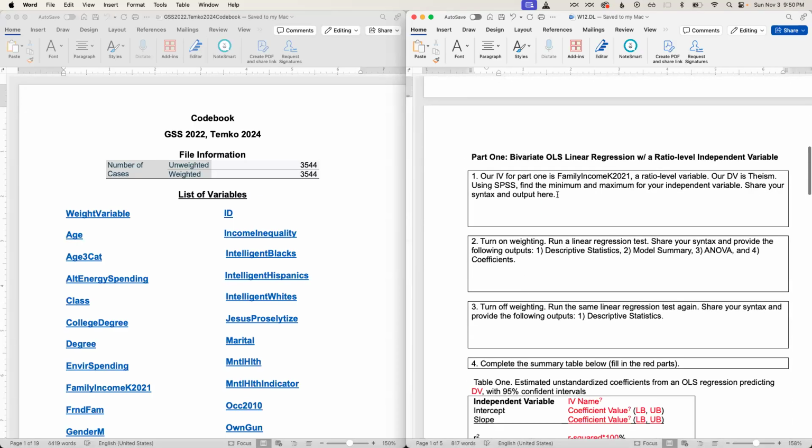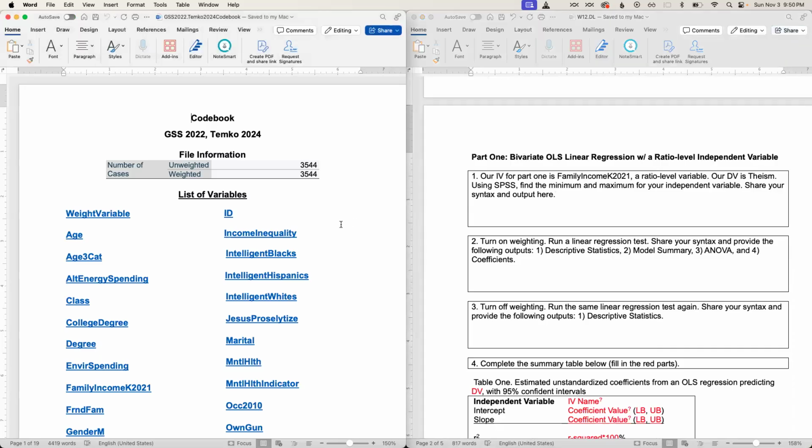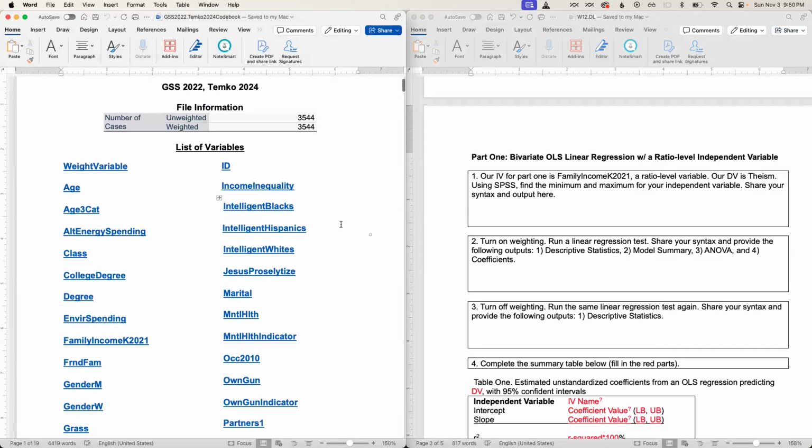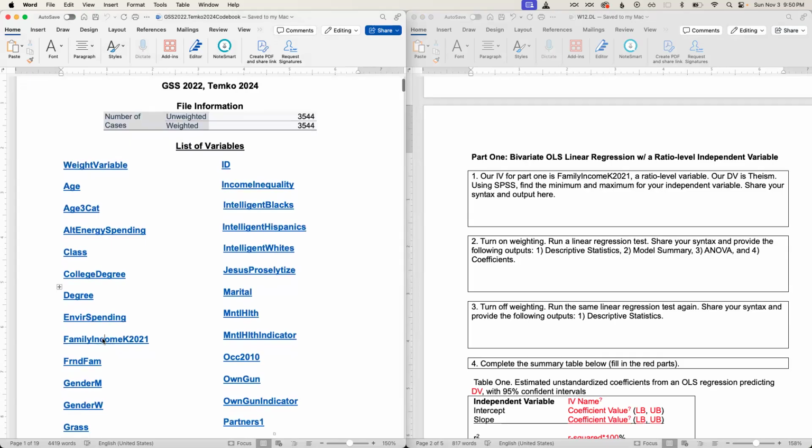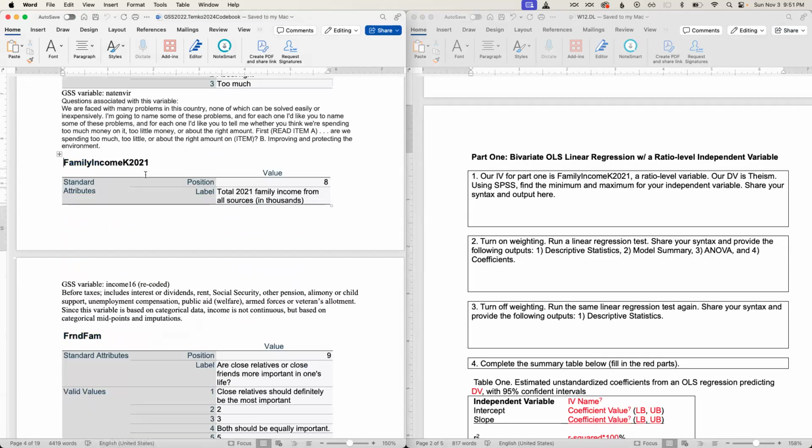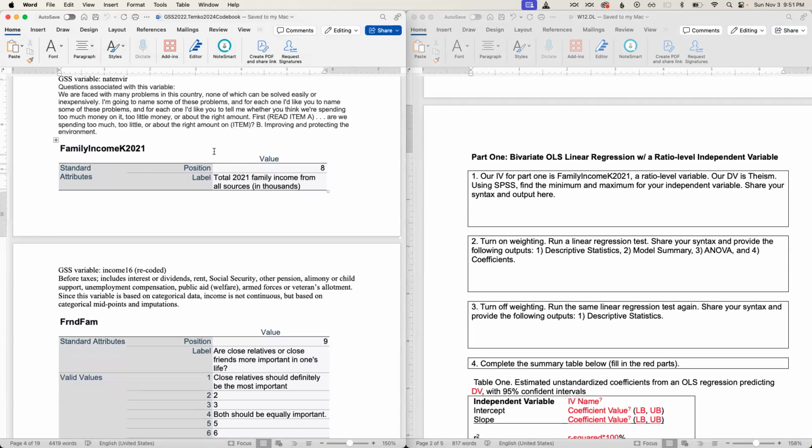Okay, so for part one, I chose a ratio level variable. I chose family income K 2021. The K is for in thousands. So this is your total 2021 family income from all sources in thousands. It's 2021 because they were asked in 2022, what was your income last year? You can see the full question here.